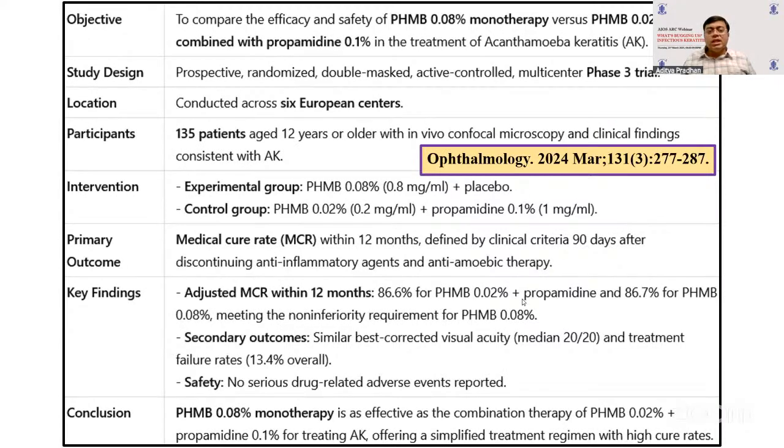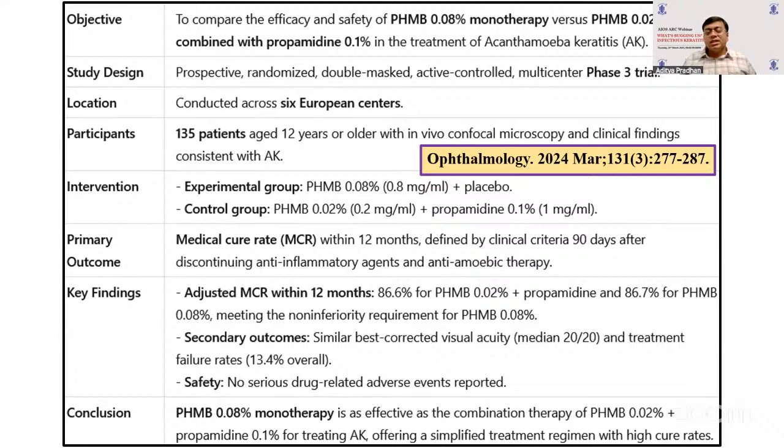Now, another organism, which is Acanthamoeba. This is the ODAK trial, the orphan drug therapy for Acanthamoeba keratitis. We all know that we are using PHMB and propamidine, also known as Brolene. In the treatment of Acanthamoeba keratitis, the treatment is often prolonged. It was just published last year. It was a prospective randomized double-masked active controlled multi-center phase 3 trial across 6 European countries, with 135 patients with a diagnosis consistent with Acanthamoeba keratitis.